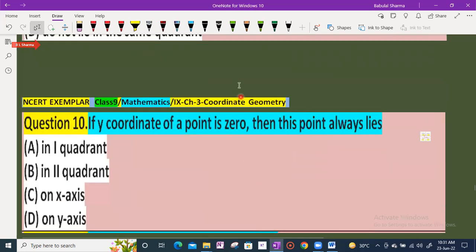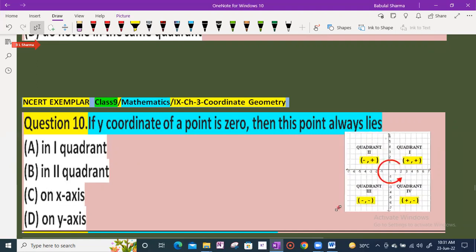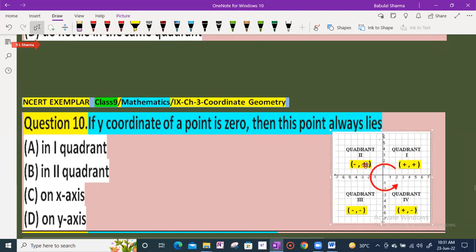The next question is on your screen. If y coordinate of a point is 0, then the point always lies... Y coordinate कहाँ होता है? That is not in the first quadrant, that is not in the second quadrant. The y coordinate is always 0 on x-axis. X-axis पे y coordinate हमेशा ही 0 होता है. So what is the answer here? C is the correct option.